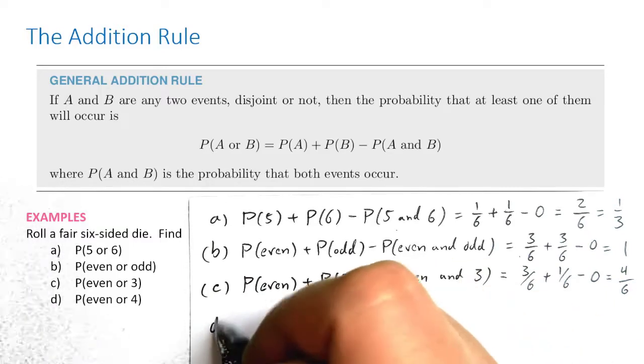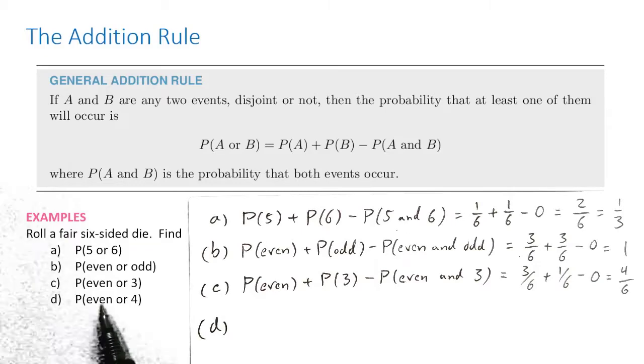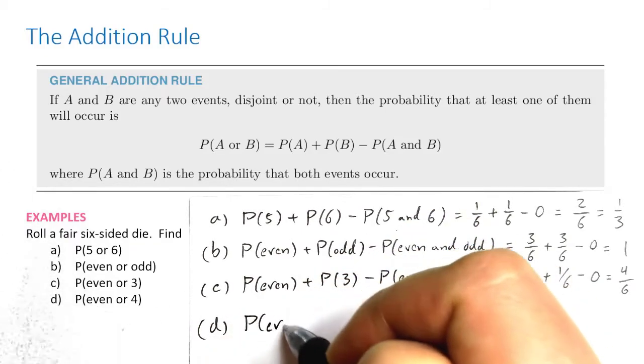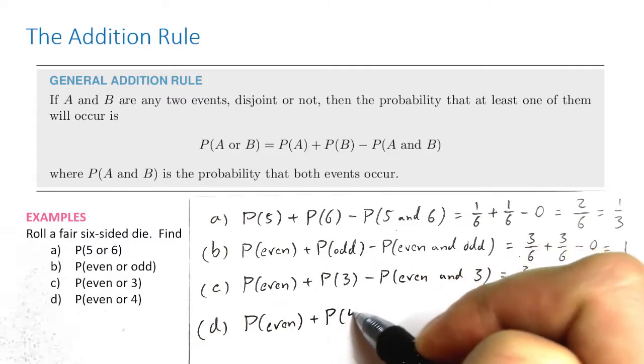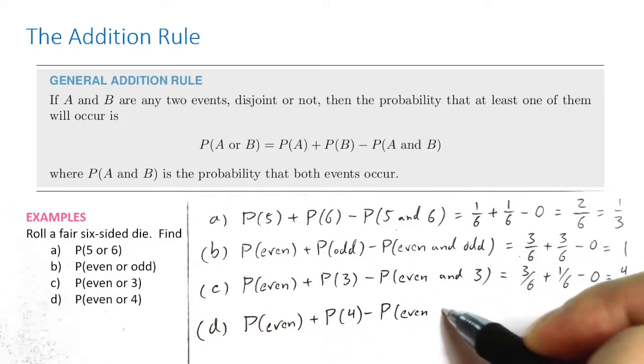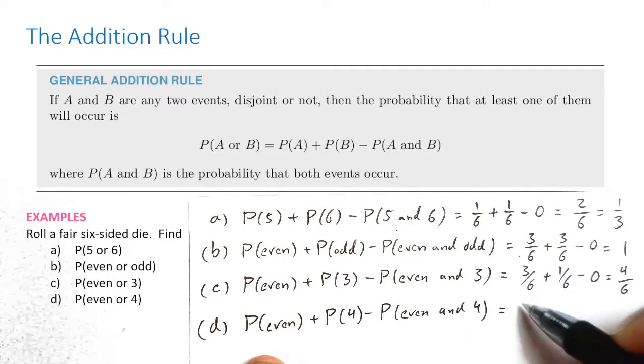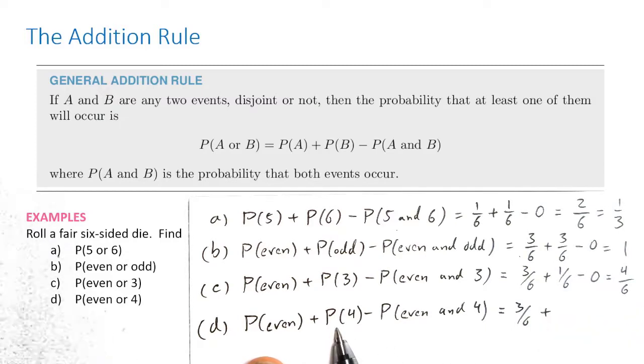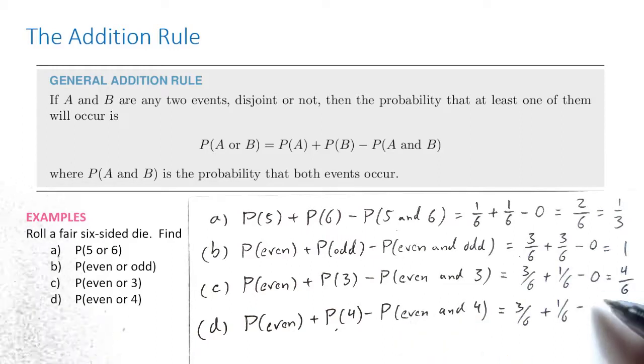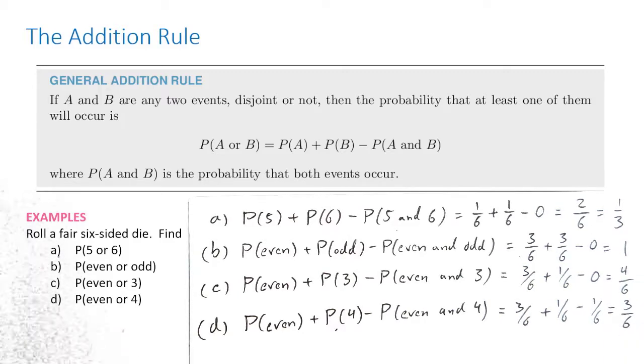And finally, D, probability of getting an even number or 4. That's the probability of getting even plus the probability of 4 minus the probability of even and 4. Well, the probability of even, there's 3/6 like we did before. The probability of rolling a 4 is 1/6. Now the probability of getting an even and a 4, well, that is possible, right? 4 is even. So that's the same as the probability of rolling a 4. So that is 1/6. And we see that for this one, the answer is 3/6. So that is the addition rule.